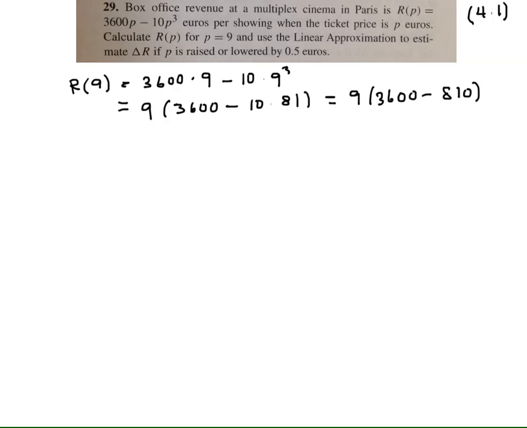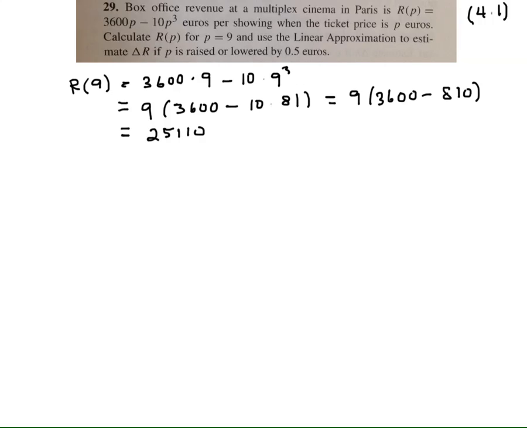Okay, so 3,600 minus 810 is 2,970, and then if I multiply that by 9, let's see, we get 25,110. Okay, so that's their revenue if they charge 9 euros per ticket.